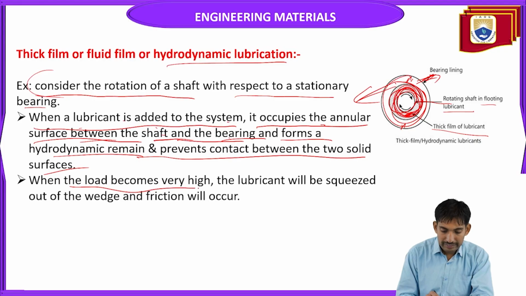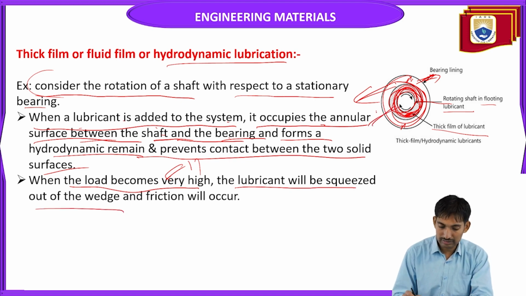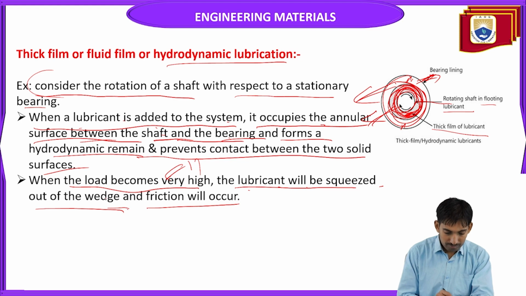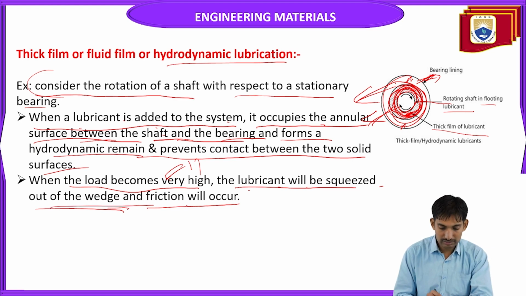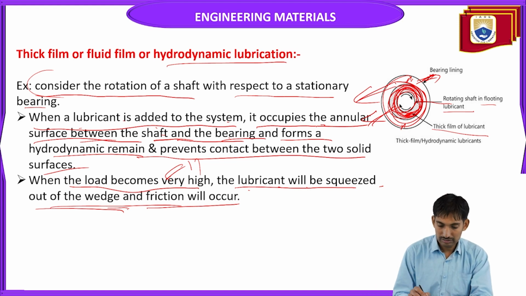When the load becomes very high, if you apply a very high load, the lubricant will be squeezed out of the wedge. This lubricant oil comes out, and friction will occur. Then the shaft and bearing will undergo direct contact, and the resistance of friction will increase in the shaft and bearing when we apply the high load.